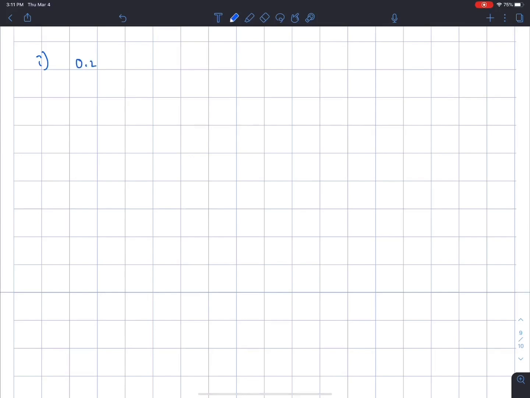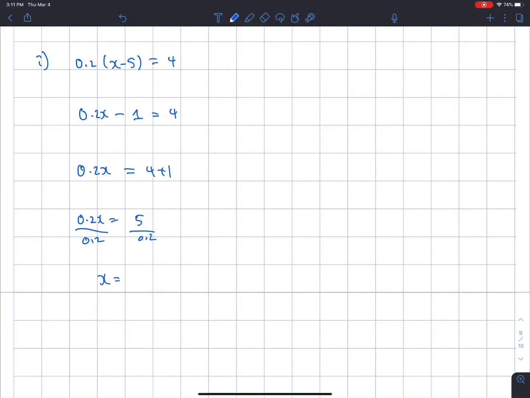I. 0.2 bracket x minus 5 equals 4. We multiply in to get 0.2x minus 0.2 times 5, which is 1, equals 4. So 0.2x equals 4 plus 1. 0.2x equals 5. And just dividing both sides by 0.2, we get x equals 25. 5 divided by 0.2 is 25. Let me double check. Yes, it is 25.